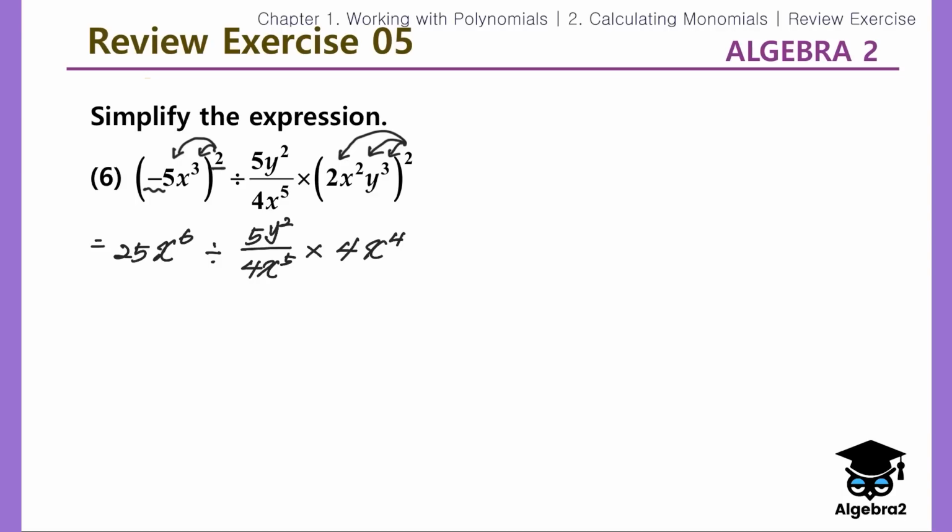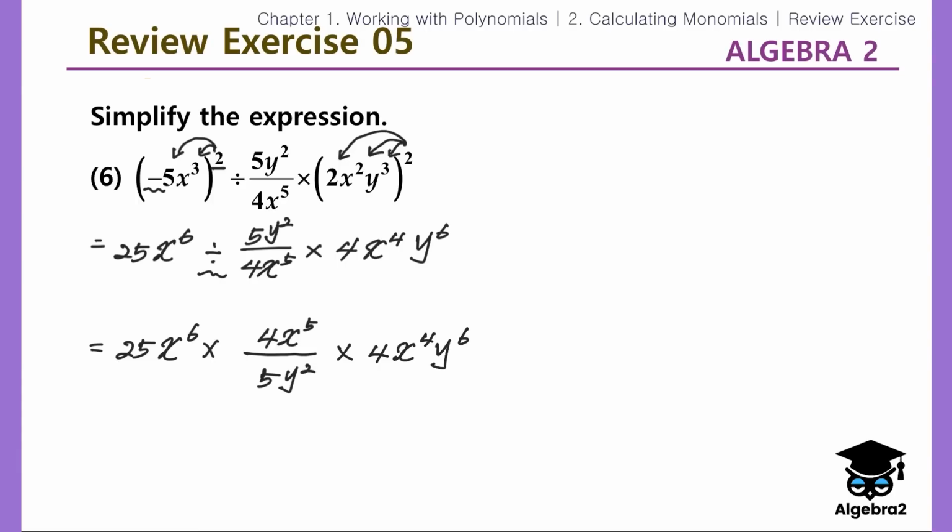y to the 2 times 3, 6. So 25 x to the 6. I'm going to convert this to multiplication: 4x to the 5 over 5y squared, right? Switch these two, and we have 4x to the 4, y to the 6. So let's simplify this. Numbers first.